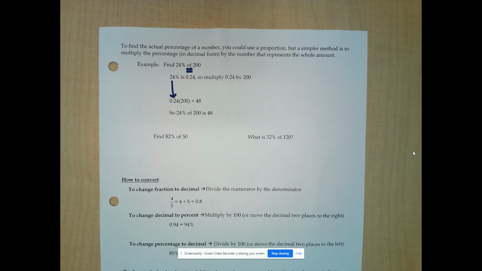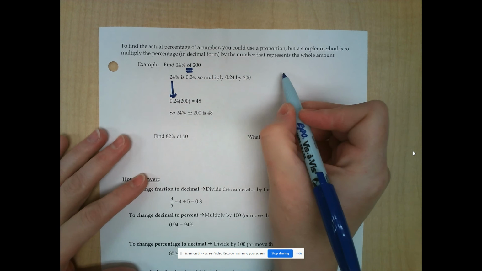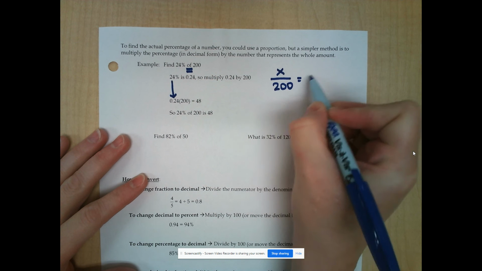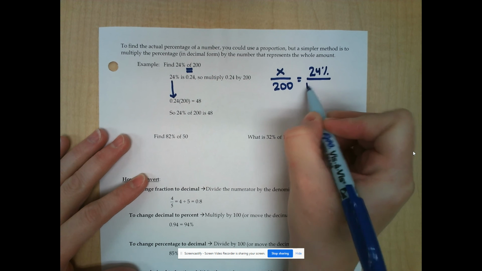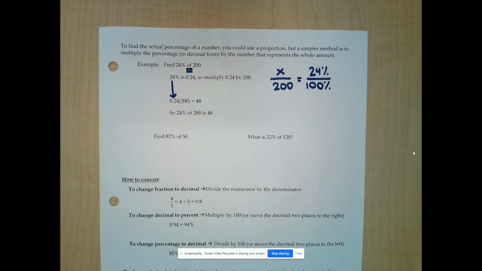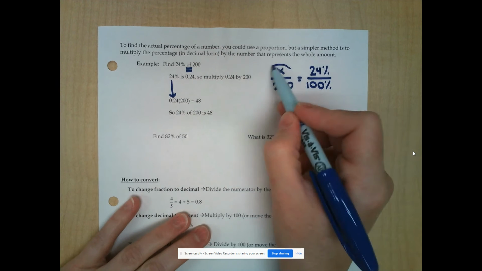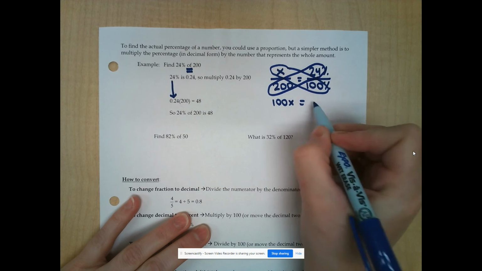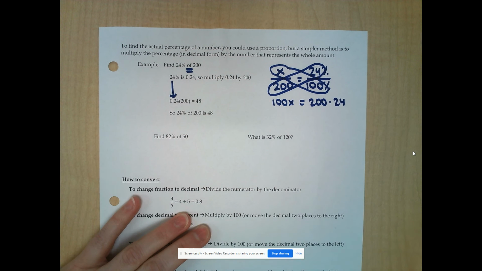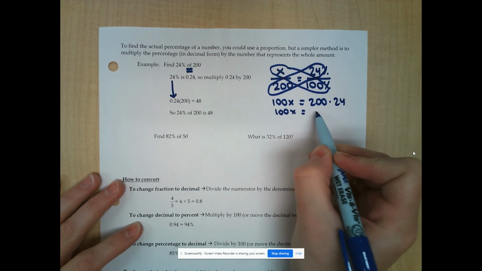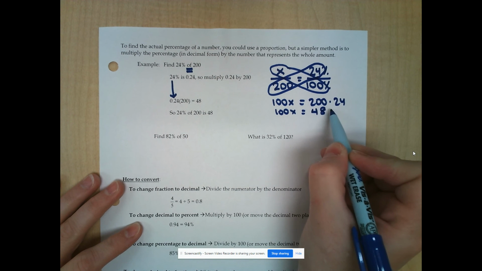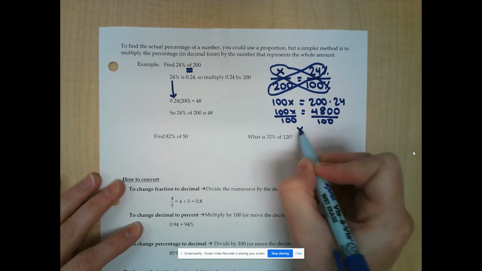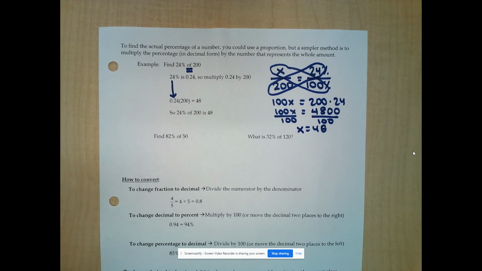Now, if you were going to use the proportion, you would say, what number out of 200, the of number goes on the bottom, is 24% out of 100%. Your parts go on the top, your wholes go on the bottom, and then you would cross multiply. Hopefully this looks familiar. And then the other direction as well, 200 times 24, and you would solve. 100x equals 4,800. Now when you divide both sides by 100, you get x equals 48. Same answer, a different way of doing it.